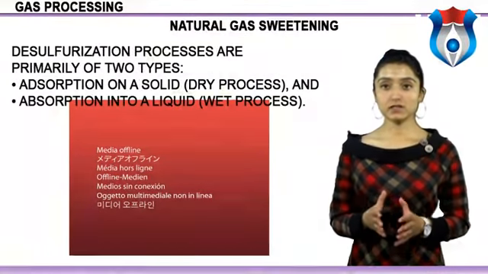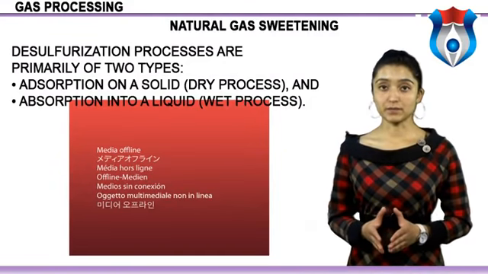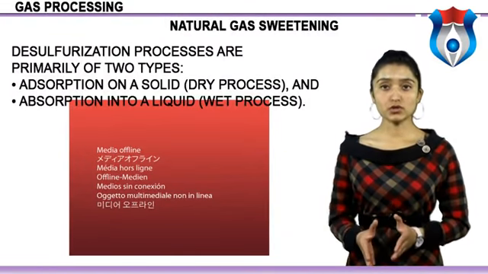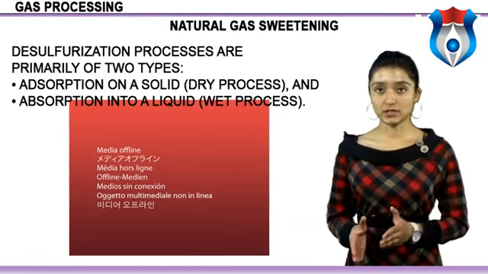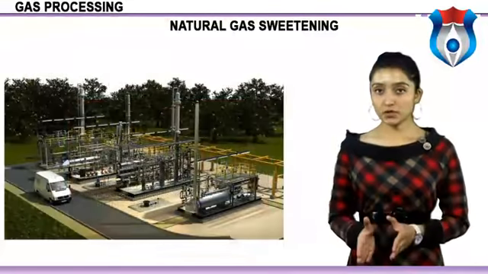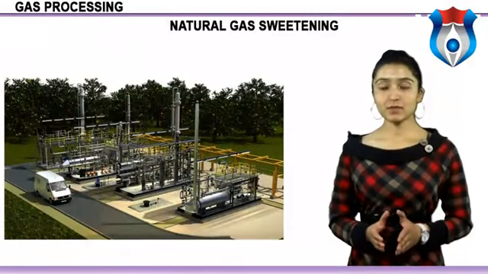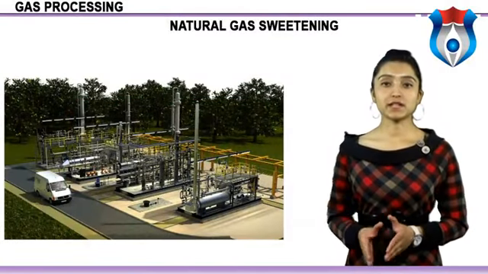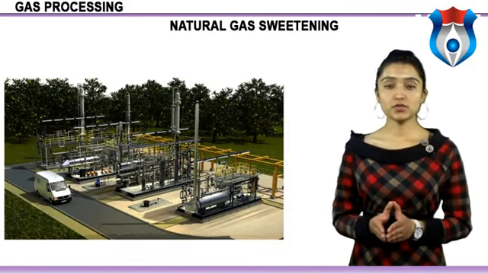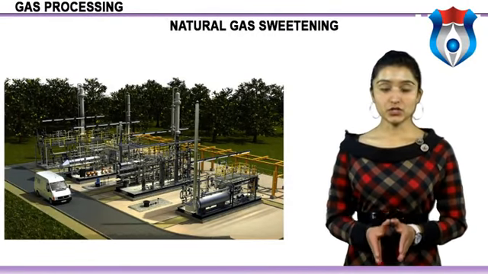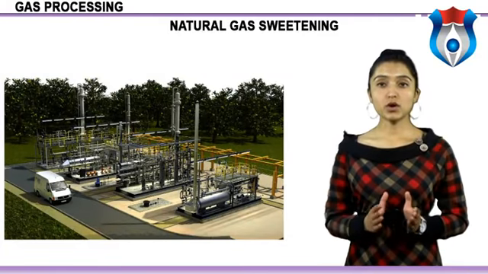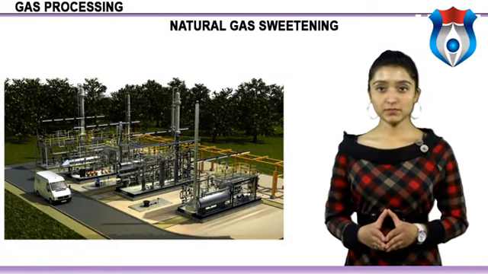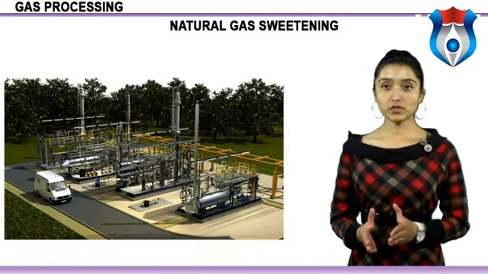Desulfurization processes are primarily of two types: adsorption on a solid, the dry process, and absorption into a liquid, the wet process. Both the adsorption and absorption processes may be of the physical or chemical type. The dominant sulfur removal train includes amine scrubbing, a Claus unit, Scott-type tail gas treating, or a Beavon-Stretford tail gas system.